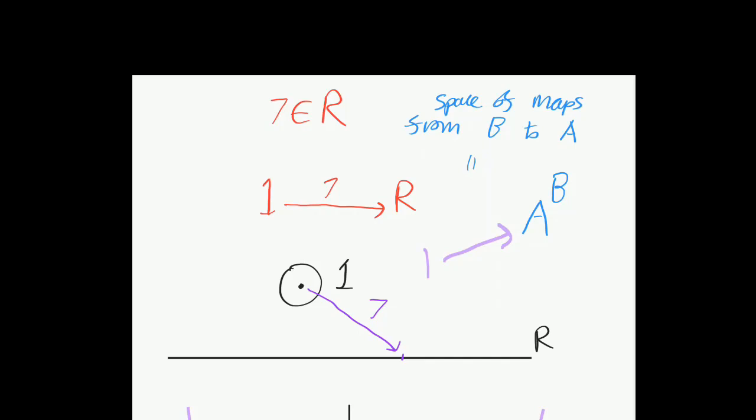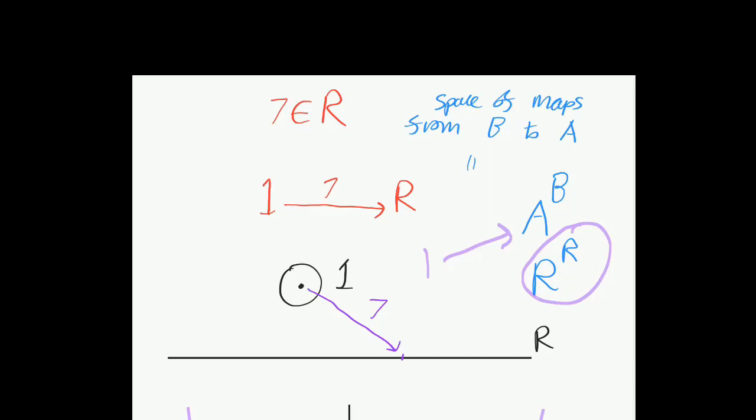Let's consider the case where A and B are both equal to R. So in other words, let's think about this space, R to the power of R. And my question is, how can we think of this space? Well, if we just think about what our terminology means, we can say that this is going to be the space of maps from our smooth line to itself, okay? And so how are we to think about that?